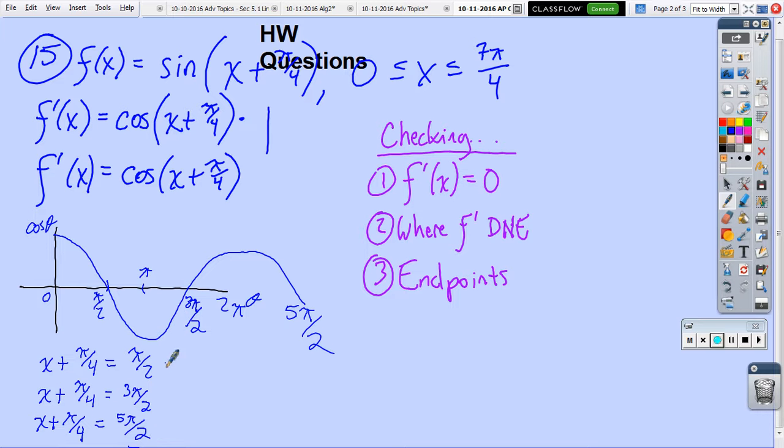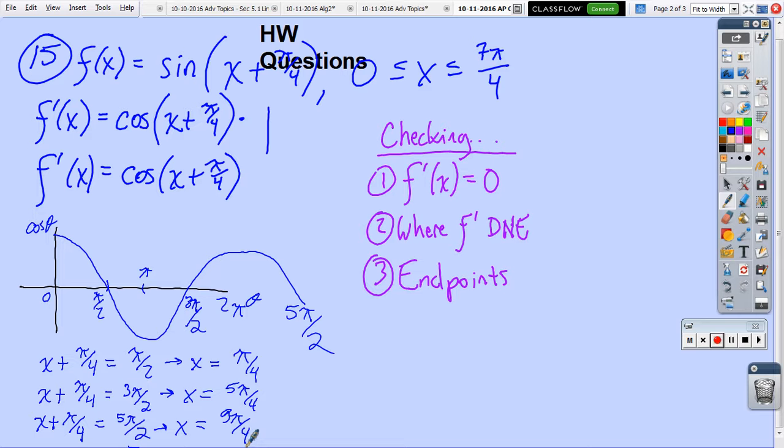Okay, so here we go. So then x could equal, so fractions, right? Pi over 2 minus pi over 4, which is 2 pi over 4 minus pi over 4, which is just pi over 4. Here, x would equal 3 pi over 2 minus pi over 4, which is 6 pi over 4 minus pi over 4, which is 5 pi over 4. And then this one here, x would equal 5 pi over 2 minus pi over 4, which is 10 pi over 4 minus pi over 4, which is 9 pi over 4, which I don't care about because it's outside the interval.